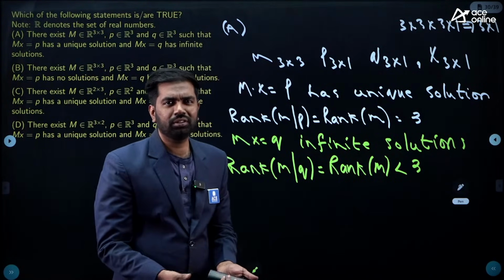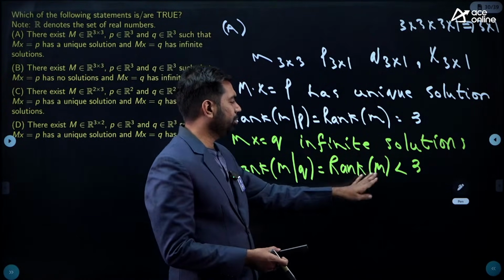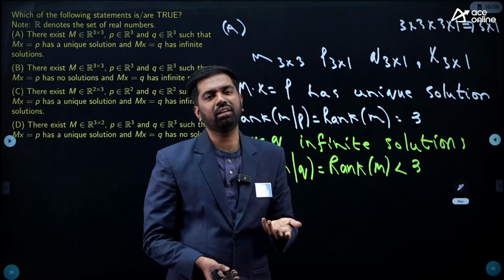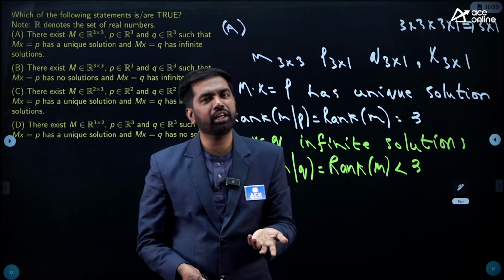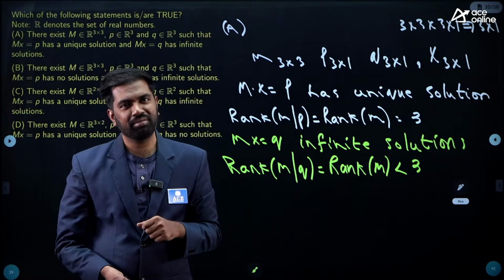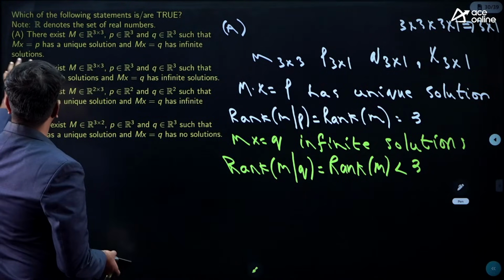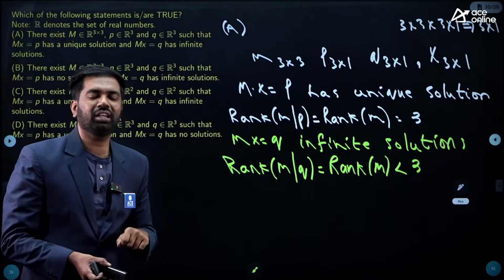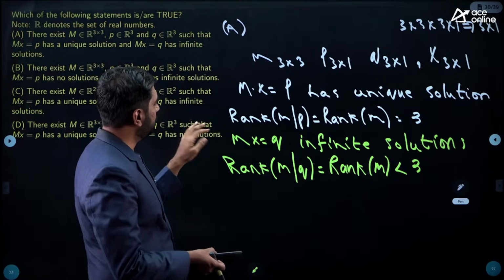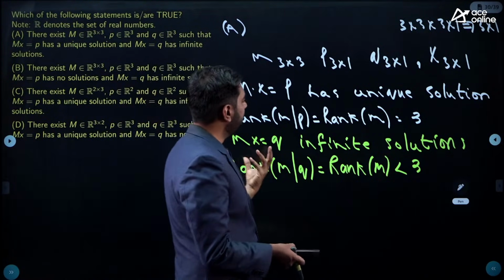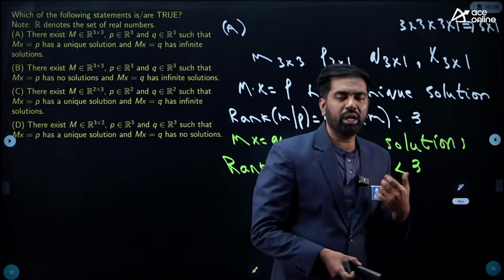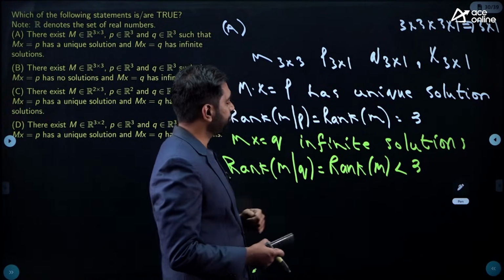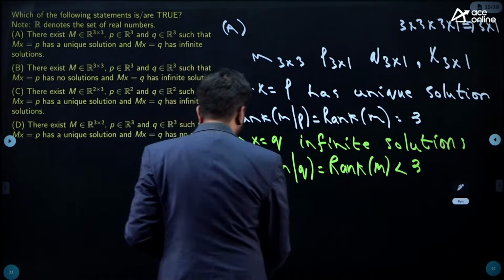Alright, what is this? Here you want rank to be less than 3, and here you are saying the rank of M must be 3. How can the same matrix M simultaneously have rank equal to 3 and rank less than 3? That means such M, such P, such Q are not possible in option A. You cannot have Mx equal to P with a unique solution, and Mx equal to Q with infinitely many solutions. This is contradictory. So option A is false.